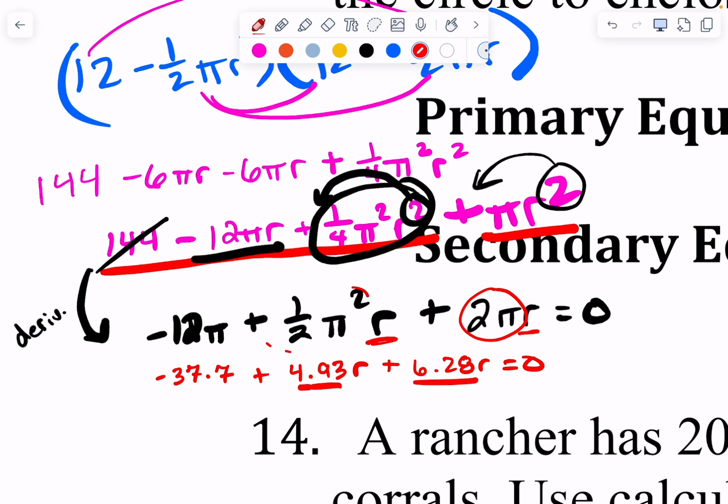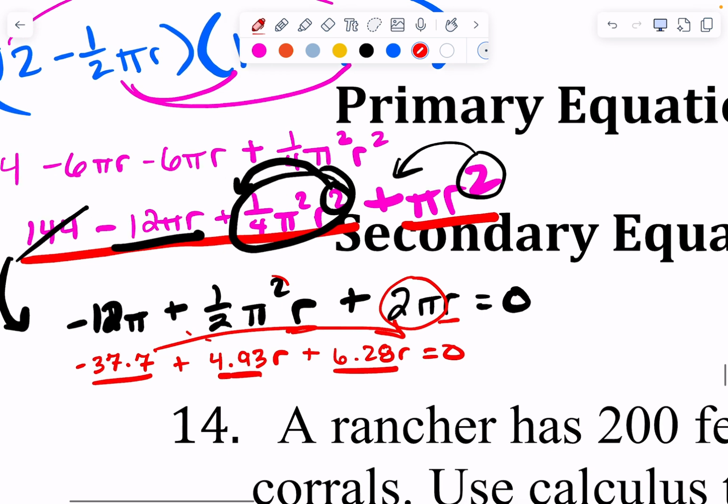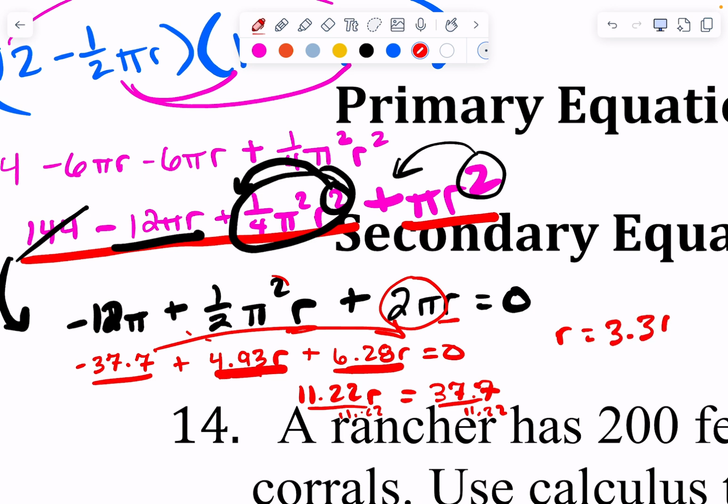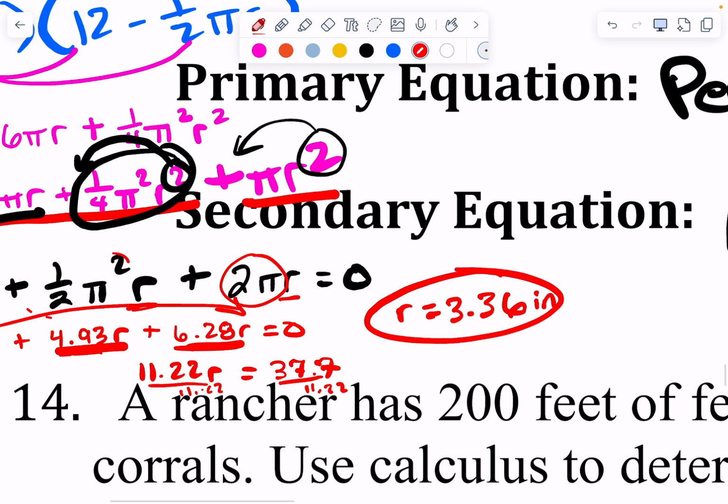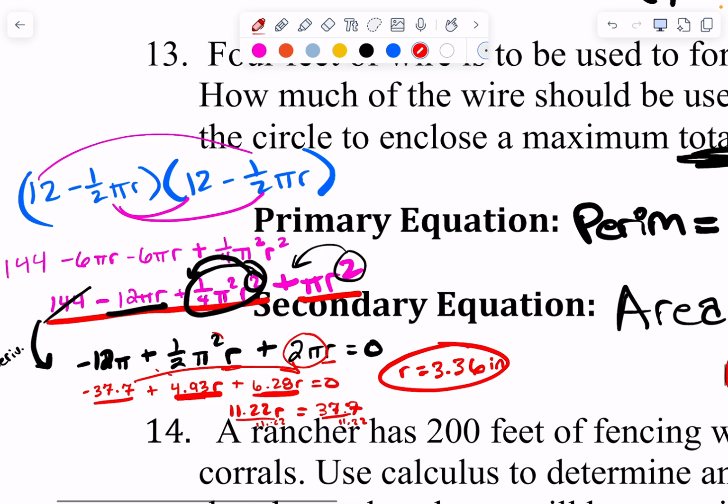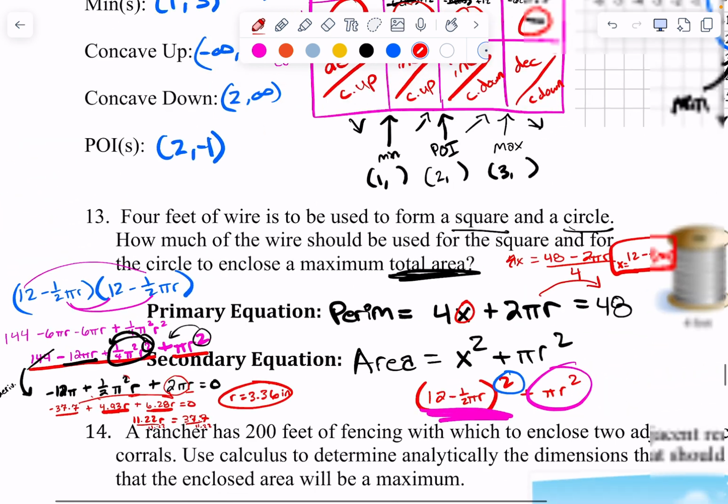Yeah? So I'm going to bump the 37 to the other side. So Daniel said this is 11.22 when you add these two together. R equals 37.7. And if you divide by 11.22, 3.36. And what are we in? Inches. It's a good thing we didn't do feet because we would get like 0.0 whatever. Actually not. We would get 0.25, something like that. Okay. That's what the radius is of the circle.